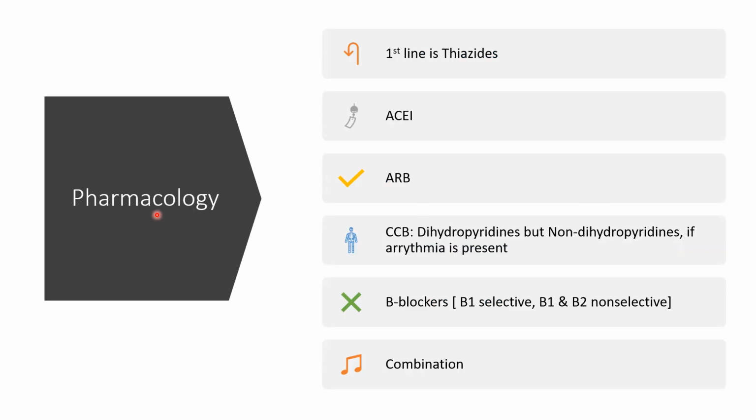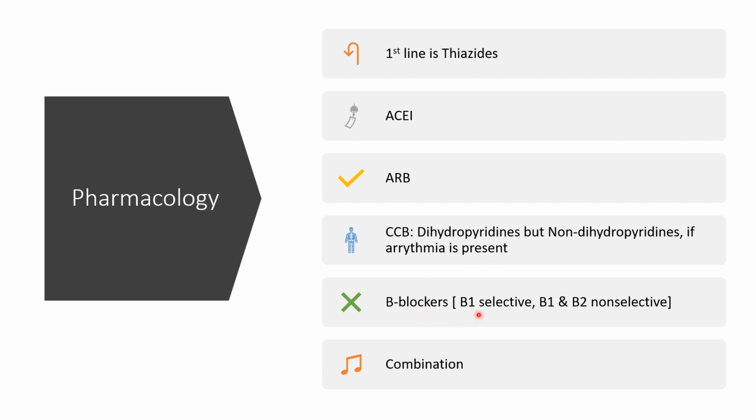Now, pharmacological agents. The first line here will be thiazides. Then angiotensin converting enzyme inhibitors. If there is a reaction or the patient cannot tolerate it, dry cough, anaphylaxis, angioedema, and so on, then we'll go for others. Calcium channel blockers: dihydropyridines, but also non-dihydropyridines. We will use dihydropyridines to handle hypertension, but we will use non-dihydropyridines, that is verapamil or diltiazem, if arrhythmia is present. Why that? I will explain further in a bit.